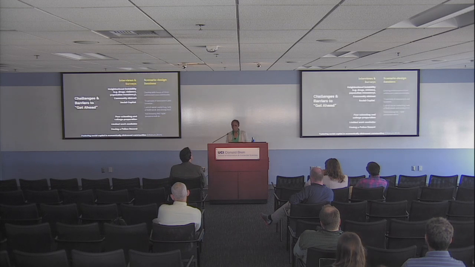So in terms of challenges and barriers to getting ahead, neighborhood transiency led to neighborhood instability and thus community distrust. This was the case in both our interviews and our surveys. And there were challenges regarding poor school and college preparation. Some felt that limited work was available and that having a police record posed extreme challenges.